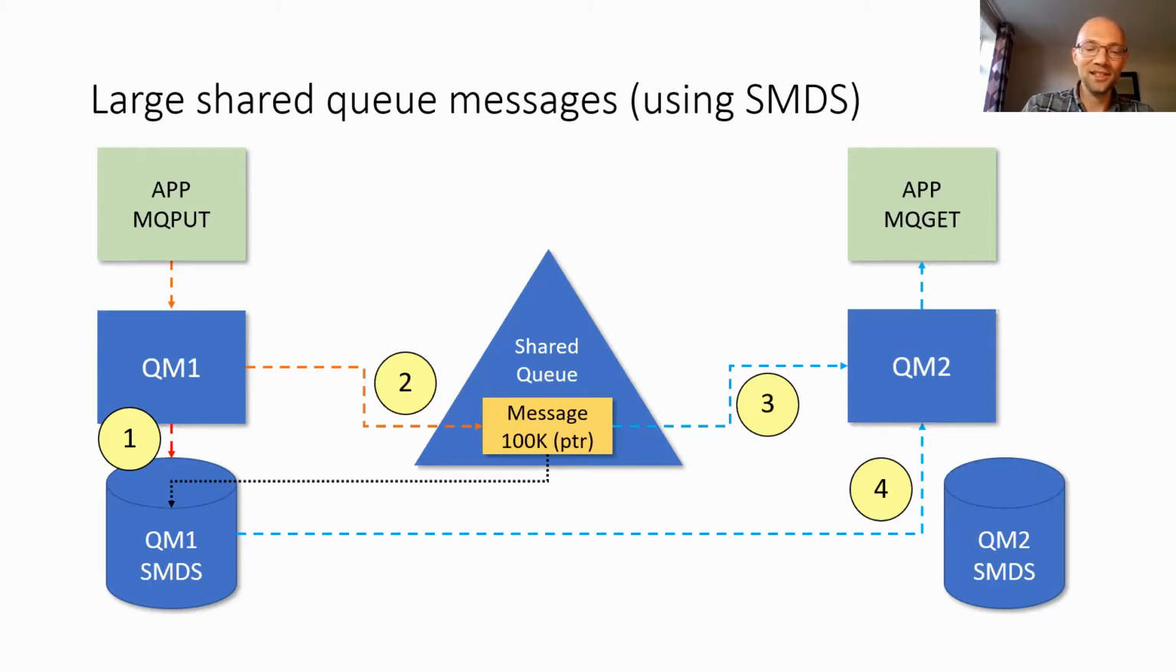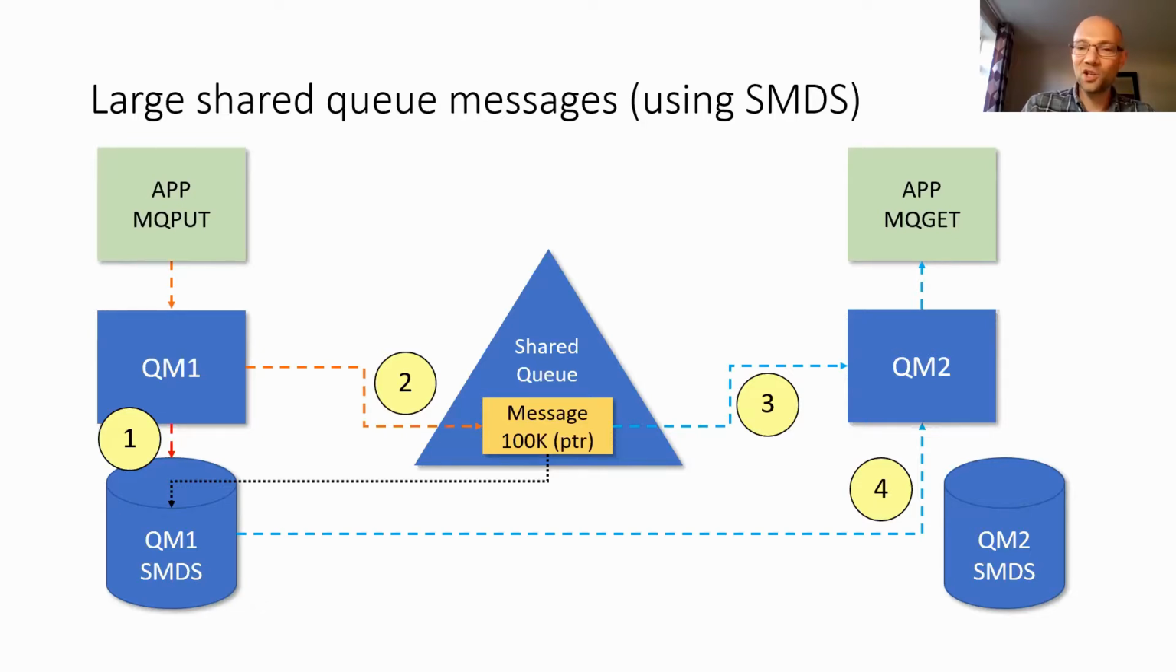Step 1 is that message data is written to the SMDS. In step 2, we then write into the CF structure, so into that list header. Instead of writing the message data, we actually write a little pointer. So we write some data that says the message data is actually in the SMDS for queue manager 1.